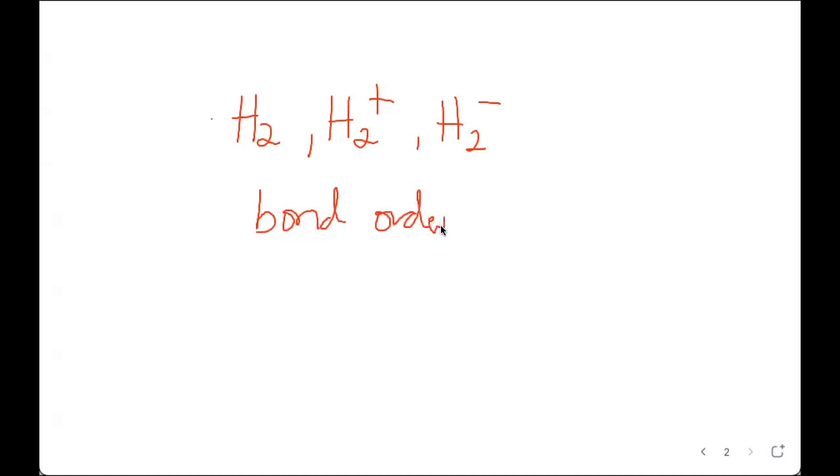Gawan nyo to ha. H2 positive at saka H2 negative. Ayan. So alamin nyo kung ano ang bond order ng bawat isa, ang stability. Pag sabing stability, yung arrangement nila ha, kung sino mauna. Tapos magnetic nature.